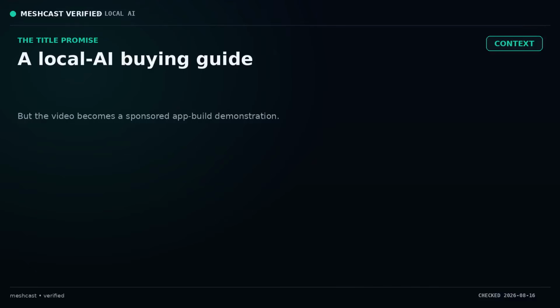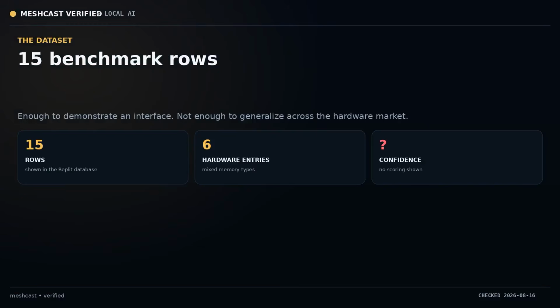The opening is correct. Choosing a computer for local AI really does depend on the exact model, its parameter count, the quantization, available accelerator memory, speed, and whether you need a laptop or a desktop. But that is not the answer this video ultimately gives. What follows is mostly a sponsored Replit build, useful as a software demo, risky as a buying guide.